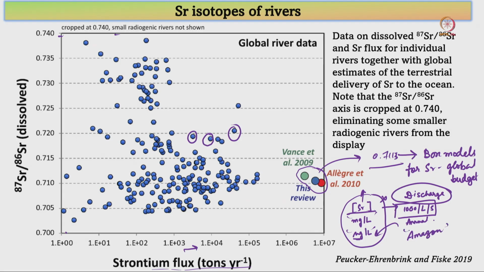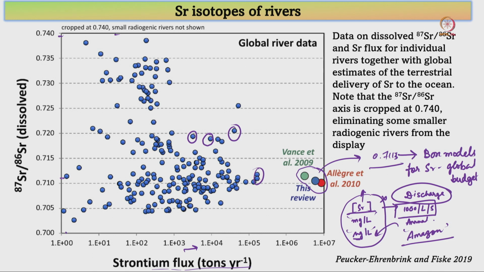So, the Amazon river should also have the highest flux because its discharge is many times higher than the second highest river. Okay. So, the Amazon river is this particular river which has extremely high discharge. It has the highest flux here, but it does not have a very radiogenic contribution, right. As you can see, its value is around 0.711. Okay. So, its value is very close to the average river composition, which is like 0.7113, right.